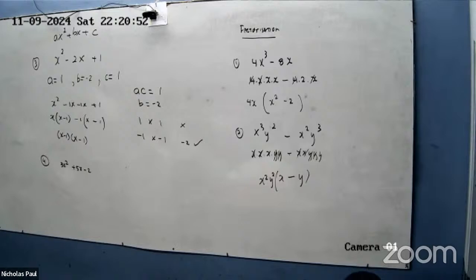You need two numbers that, when you multiply, you'll get A times C, and when you add, you'll get B. Right, take your time, try it. Sometimes the numbers can be a little tricky. Just be careful.